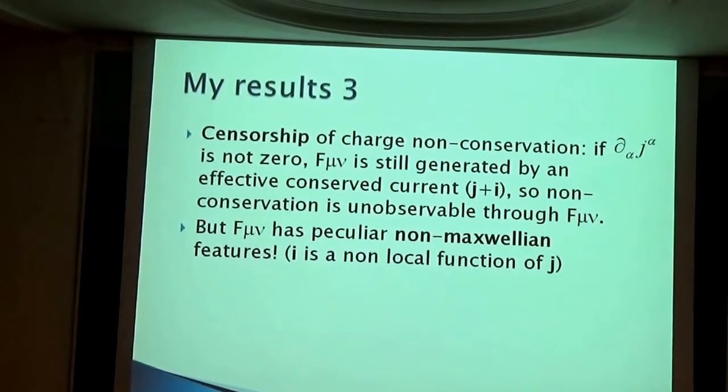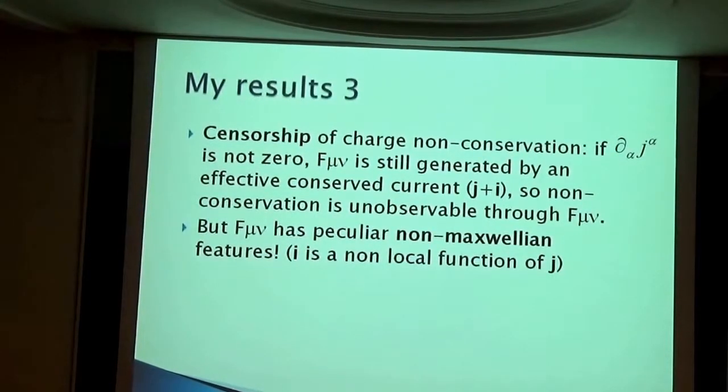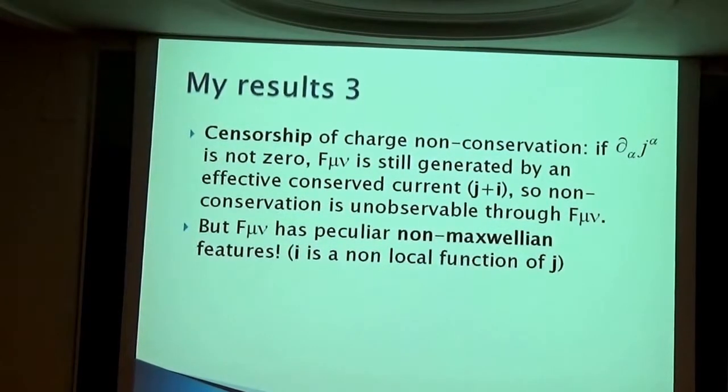One result I found, which I like, is that in any case, in this theory, there is a sort of censorship of charge non-conservation, which means if the four divergence of the four current is not zero, even if it is not zero, the electromagnetic tensor F, in the end, when we look at the equation, is still generated by an effective conserving current, which is the sum of the physical current, J, plus another current coming out of the equations. So the non-conservation is, can we say, unobservable, because how can we look at the charge to see if it is conserved? Just observing the electromagnetic field it generates. But the electromagnetic field is generated by an effective current which is always conserved.